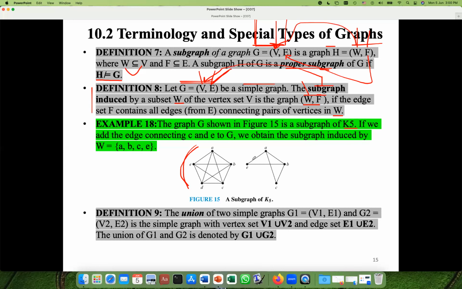Now we are also given this graph here, and we are asking whether this is a subgraph induced from that graph. Then you will have the W and F. So you will have those W's, the vertex set, and F. F is the edge set of the subgraph, and E is the edge set of the main graph.